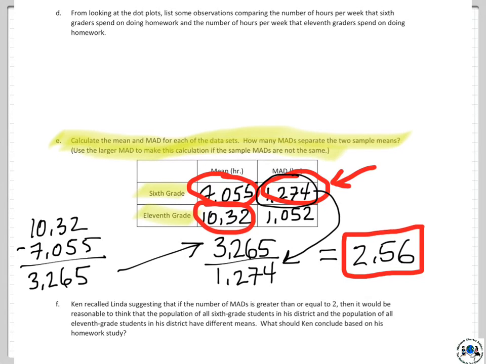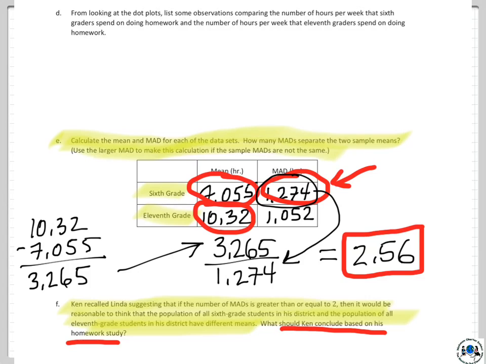And therefore, Ken recalled Linda suggesting that if the number of MADs is greater than or equal to 2, then it would be reasonable to think that the population of all 6th grade students in his district and the population of all 11th grade students in his district have different means. So, what do you think Ken should conclude based on his homework study? Go ahead and think about that, jot some ideas down, and come on back.